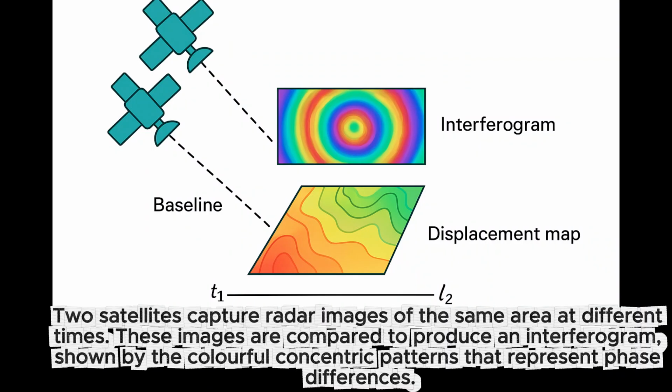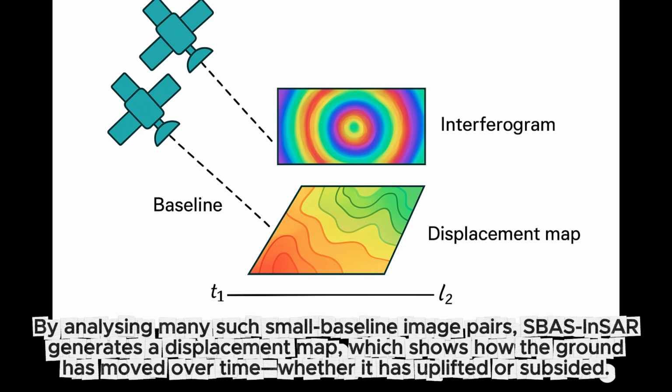Two satellites capture radar images of the same area at different times. These images are compared to produce an interferogram, shown by the colorful concentric patterns that represent phase differences. By analyzing many such small baseline image pairs, SBAS InSAR generates a displacement map, which shows how the ground has moved over time, whether it has uplifted or subsided.